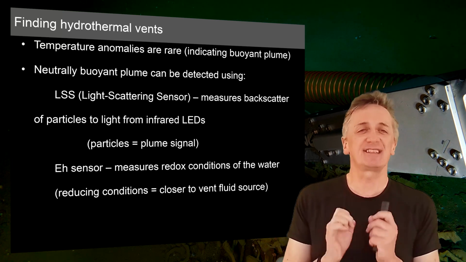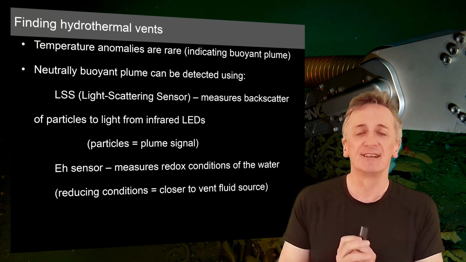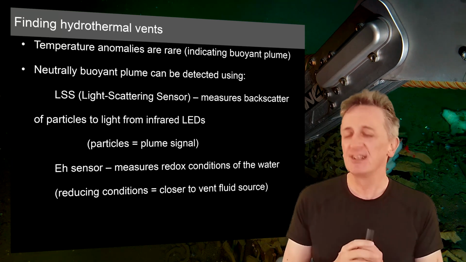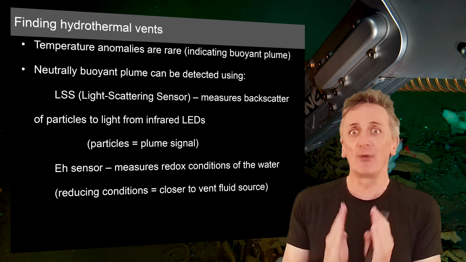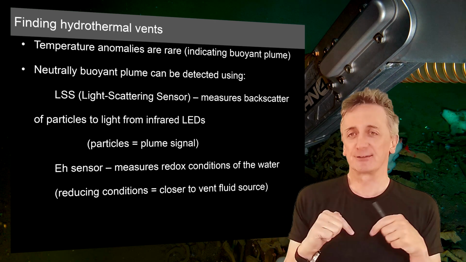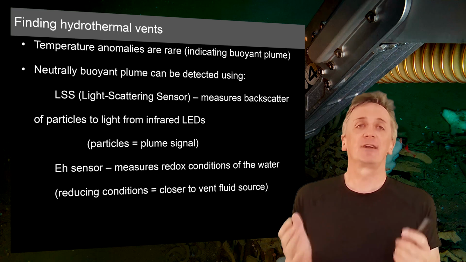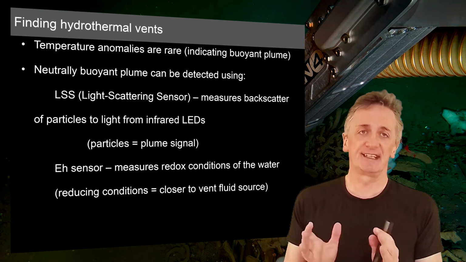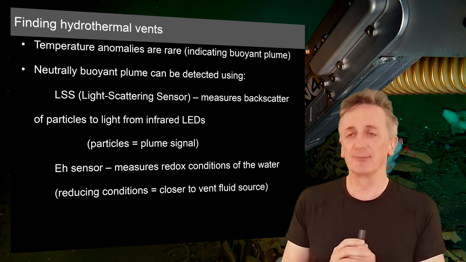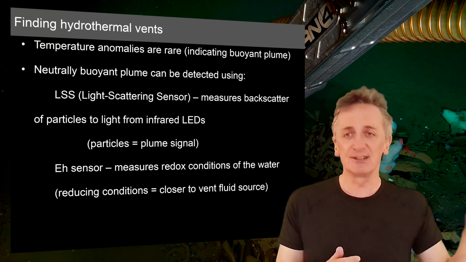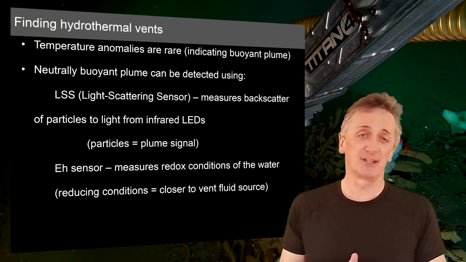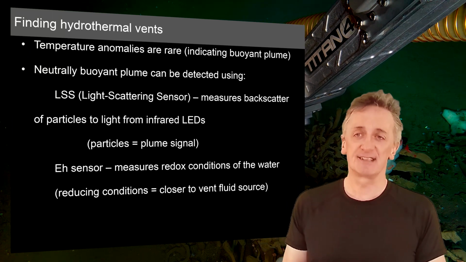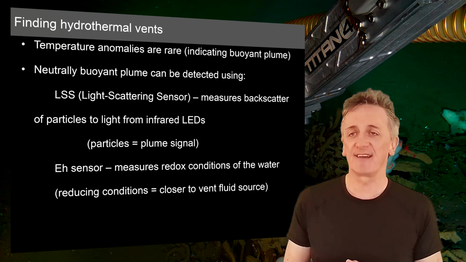You only actually get a temperature anomaly, a difference in temperature between your plume and the surrounding ocean, usually when you're in the buoyant plume, and that means you're right on top of the actual vents themselves. Now that's very, very rare. We very rarely actually see that and intercept the buoyant plume. We tend to be intercepting the spreading neutrally buoyant plume, and there isn't really much of a temperature anomaly usually associated with that. It's mixed with bottom seawater at that point.